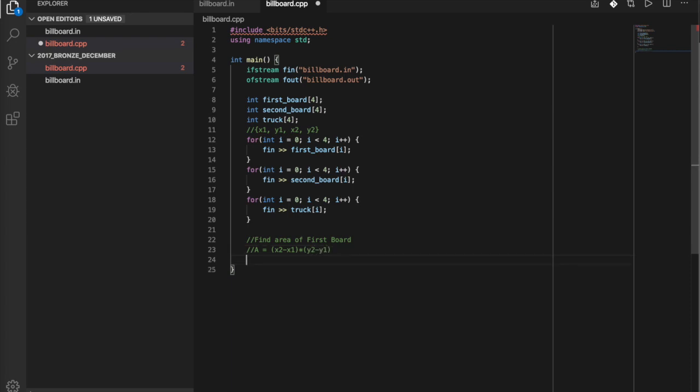So now we can do that by creating an integer called first board, or say board 1 area, is equal to x2. x2 is the third element, but computer coding wise it is the second element in the array. So we can say it is first board of 2 minus first board of x1, which is the 0th element, so of 0.